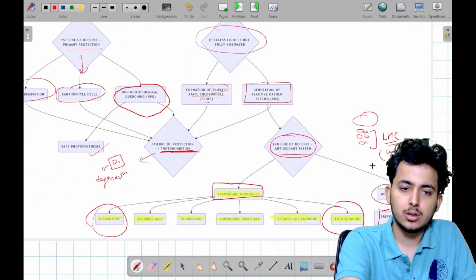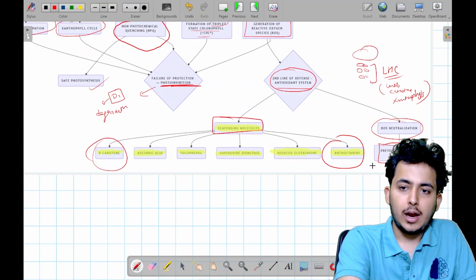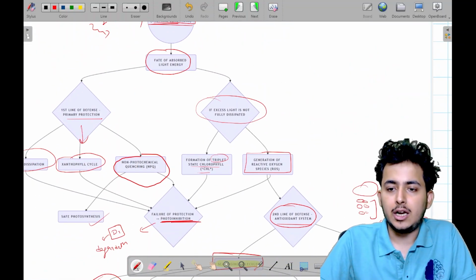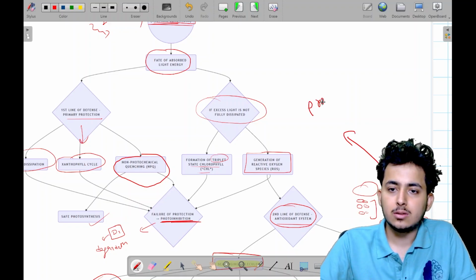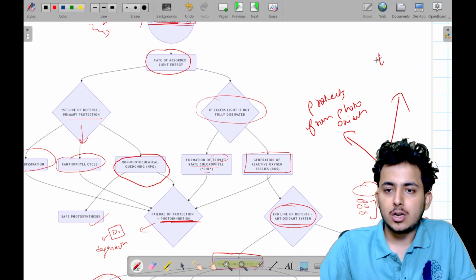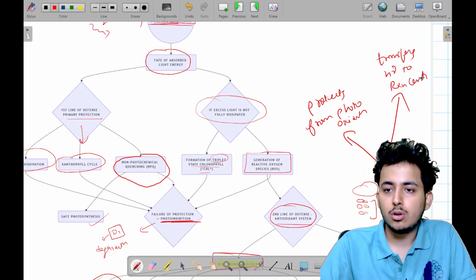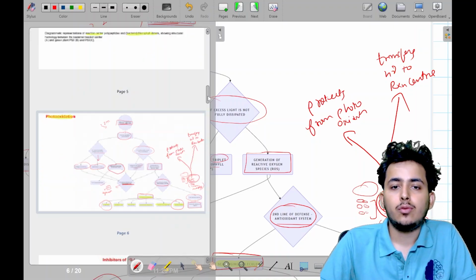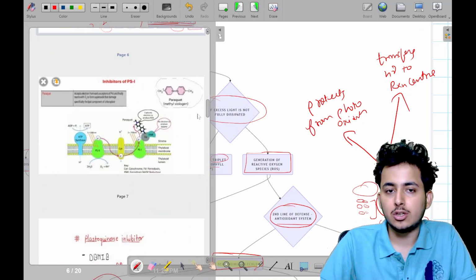The main thing you have to learn is that the light harvesting complex has two functions. The light harvesting complex protects from photooxidation, and it transfers light to the reaction center. So these are the two important functions of the light harvesting complex. If the photooxidation part is clear, I will tell you about the D1 degradation.